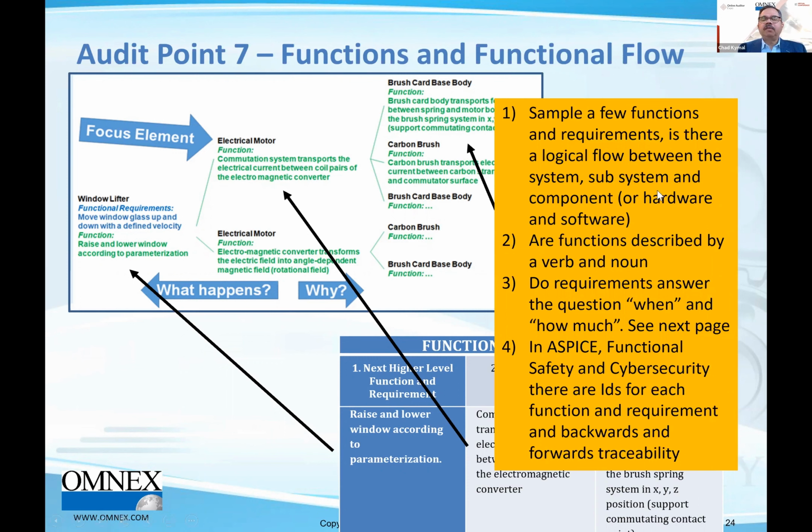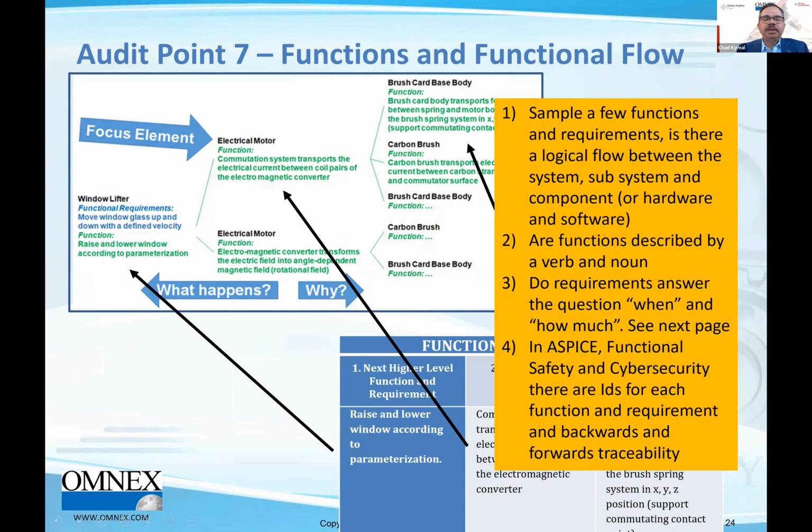Is there a logical flow between the system and subsystem? So here, the raise and lower window: there's a commutation system that transports the electric current between the coil pairs. That's how it's done. The electromagnet converts the electric field into a, and so on, okay? And then this is made up of a function here and a function here. This is made up of three functions here, from the electric motor to its lower levels, okay? All right.